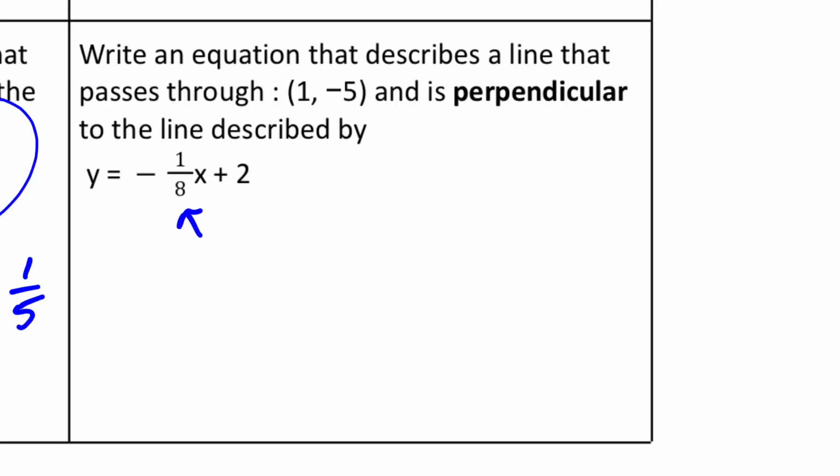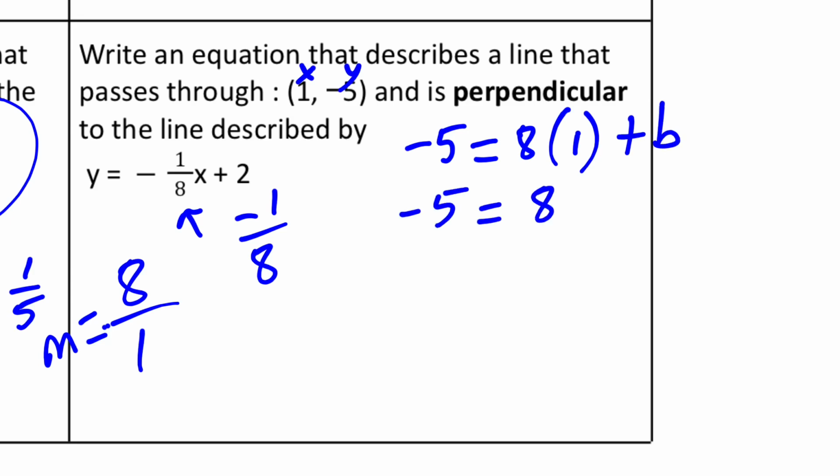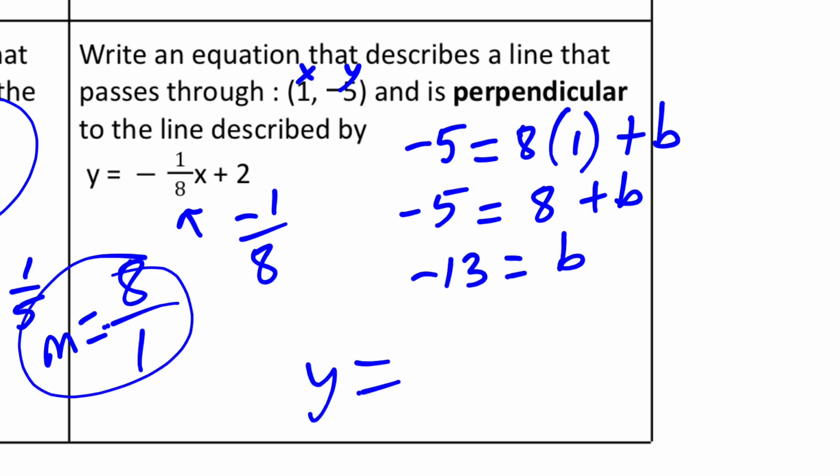My original slope here is negative 1 over 8. I want the opposite reciprocal, so I flip it to 8 over 1, and that's my new slope. If I plug in negative 5 for y, 8 for my m, and 1 for my x, I'm getting the x and the y from here, I can solve for b. Negative 5 is equal to 8 plus b. If I subtract 8 from both sides, I get negative 13 is equal to b. If I put everything together, 8x minus 13.